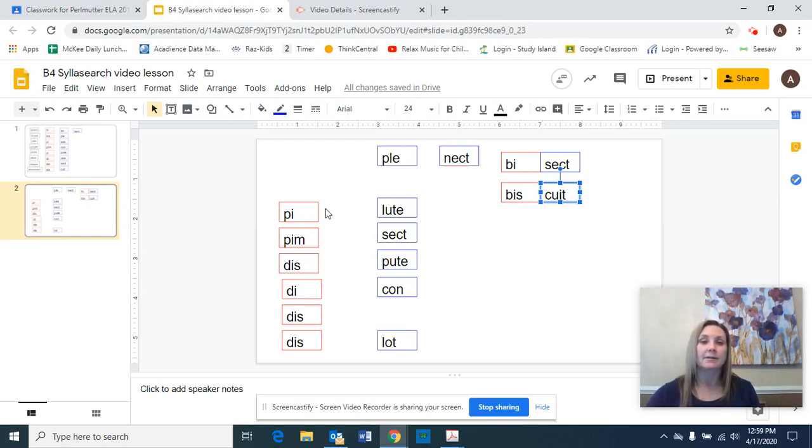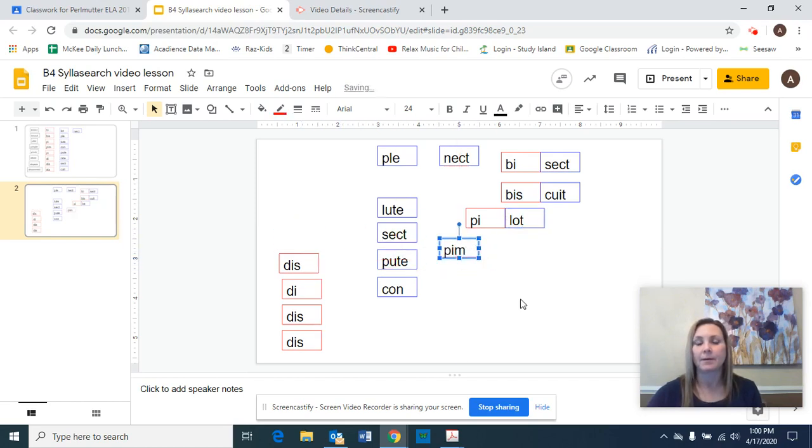All right. Let's try another one. This one I got P-I. All right, think about it. What second syllable was added on to P-I? Go ahead and do that for me. Okay, I'm going to go ahead and do mine. What word did we rebuild? Pilot. Say that for me. Pilot.